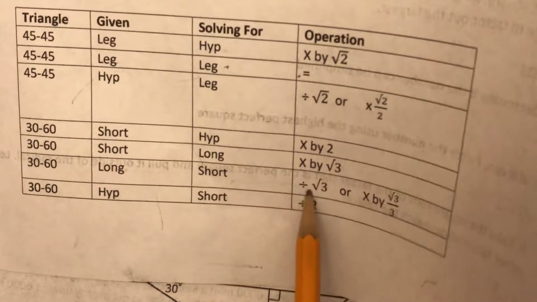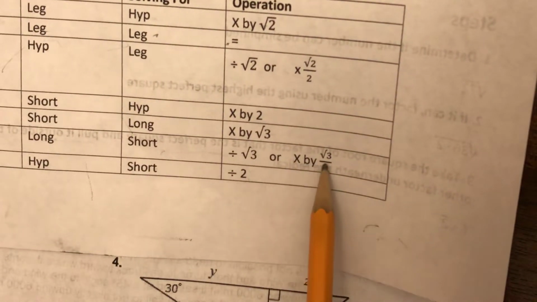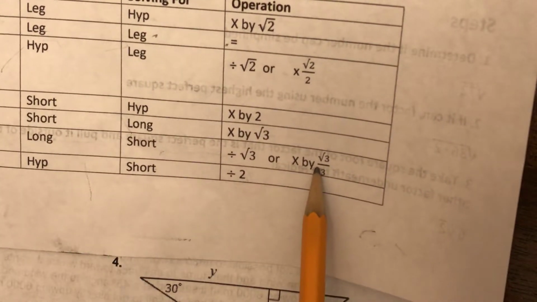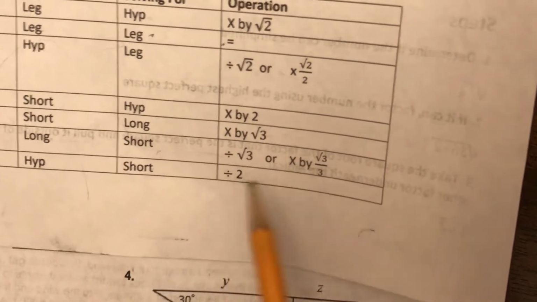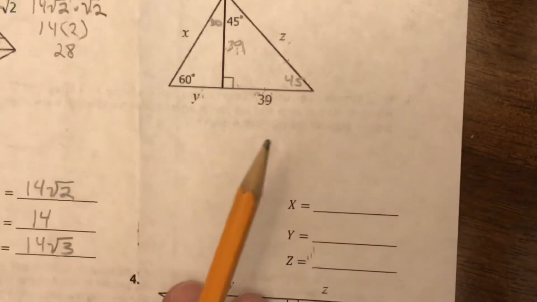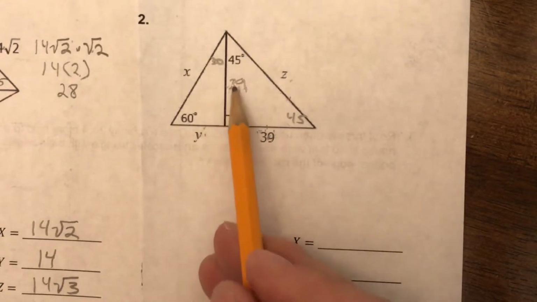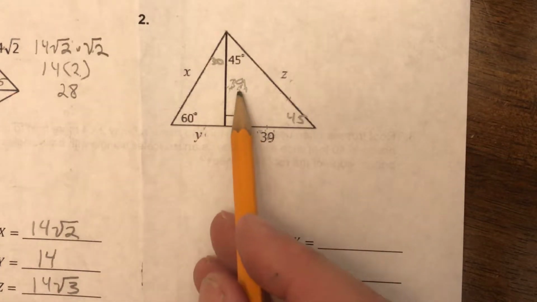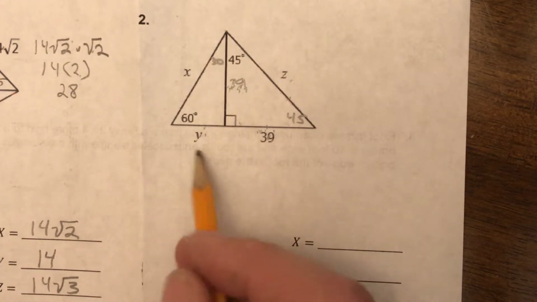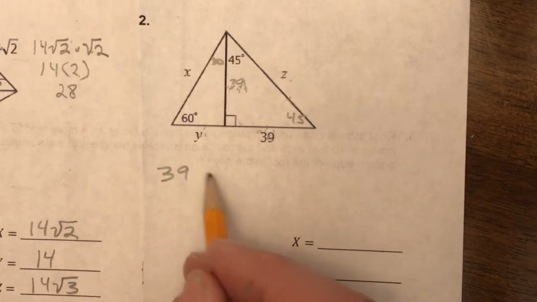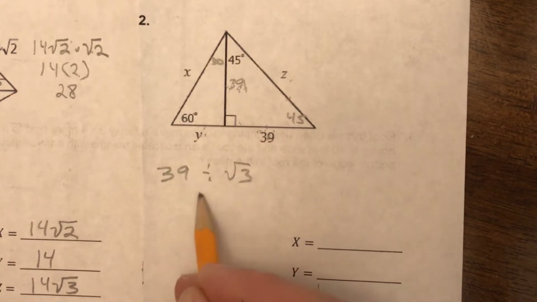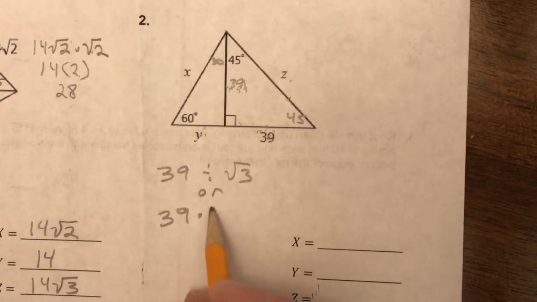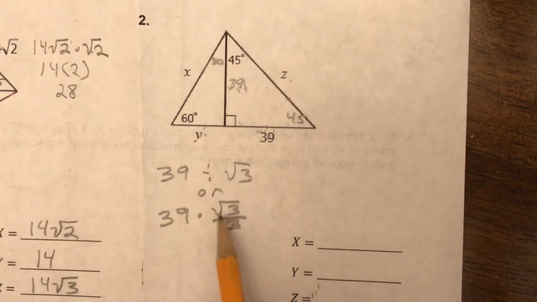So if you need to use the chart, you're going to go 30, 60. Long to get to the short, you divide by radical 3, or you can multiply by radical 3 over 3, either way. And the more problems that you do, eventually you're going to memorize, and you're not even going to have to use the chart anymore. So you would take 39 and either divide by radical 3, or multiply by radical 3 over 3, because you're going to end up getting the same answer.